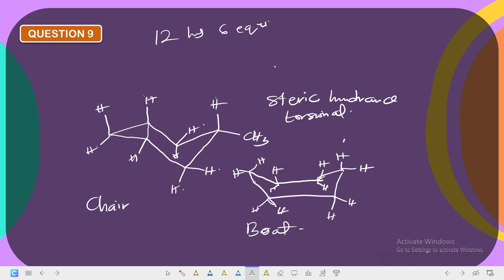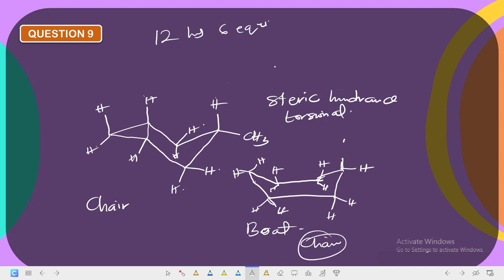So if they say which of them will be more stable, let's say they put a substituent here and they put another substituent, or let's say they gave you two structures. One, the substituent is here, and then let's assume this is also chair. Assumption now. Let's assume this is also chair. This is chair.